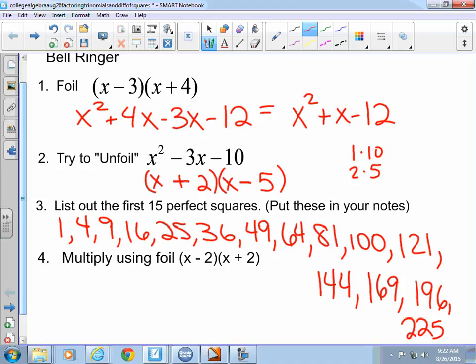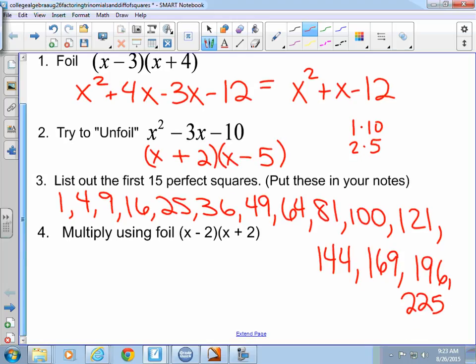But it is very beneficial to you to have seen the list, to be aware that these numbers are a little bit special. They're perfect squares. So I put them in your notes. You will kind of need to refer to them. So I want to multiply x minus 2 times x plus 2 using FOIL. And what do you get? Good. So x squared minus 2x plus 2x minus 4, which just gives you x squared minus 4.